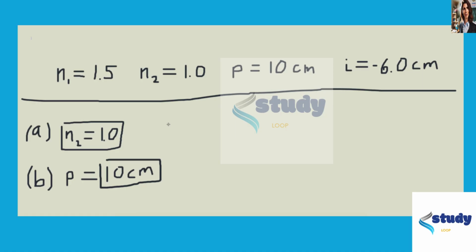Part C wants us to figure out the radius of curvature. Well, to do that, we actually have to do some calculations. We're going to use the equation n1 over p plus n2 over i, the distance to the image, is equal to n1 plus n2 over r.